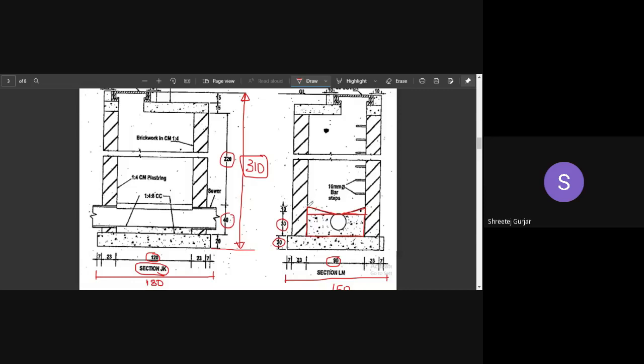Okay, do not consider this part. Do not consider 40 because there is already this benching and this cement concrete which is provided, right? So you can consider only height from here going up to here for inside wall plaster. So that is 220. Okay. So I hope this thing is clear.